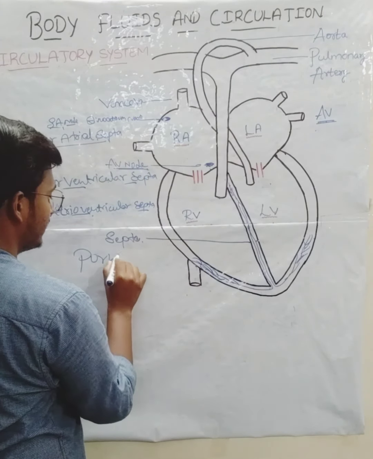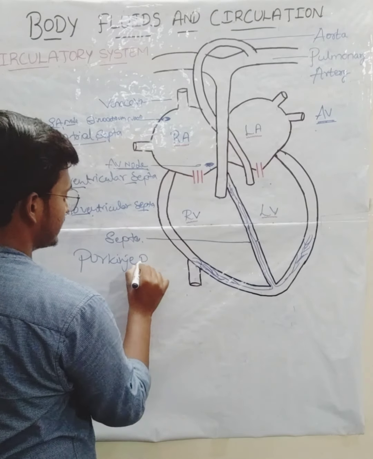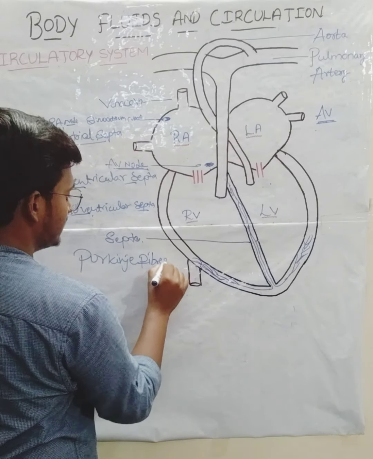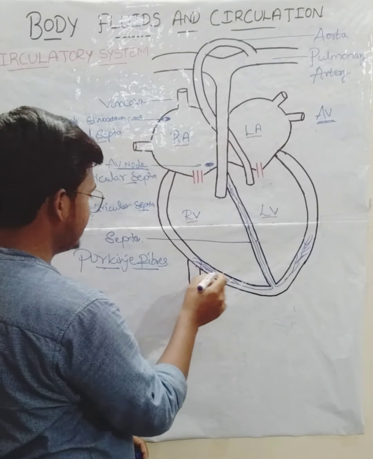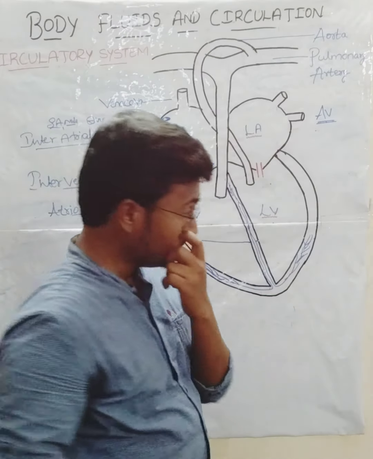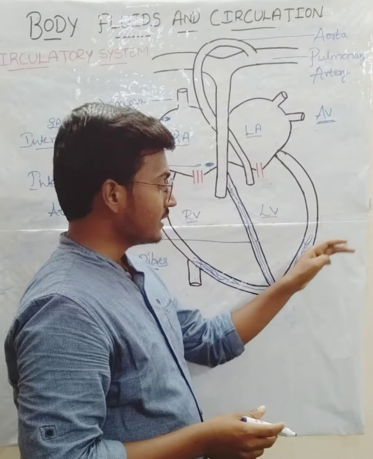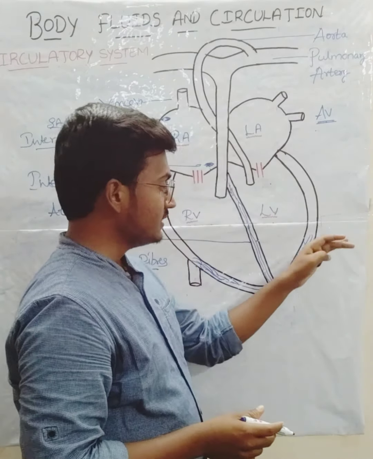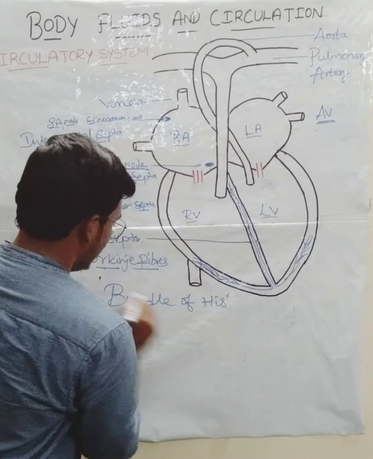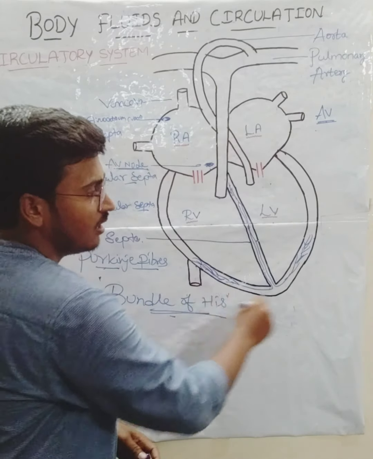They are the Purkinje fibers. On the left ventricle there are Purkinje fibers, and on the right ventricle there are Purkinje fibers. Together, the left and right ventricle coverings of Purkinje fibers are called the bundle of His. This is the most important topic. We call it the bundle of His.